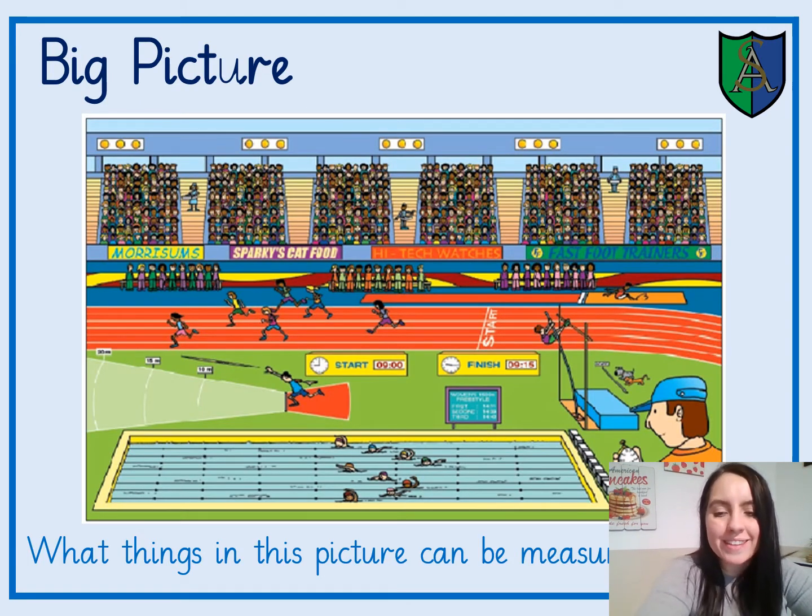Okay children, just like yesterday, here is your big picture. Have a look at the things that can be measured within the picture. Today I've noticed that in this picture there is a swimming race happening, and I can see the man at the very front of the picture, this guy here. He's got a stopwatch, and I think that he is recording the times for the race. The time it takes for the swimmers to finish the race is something that can be measured.